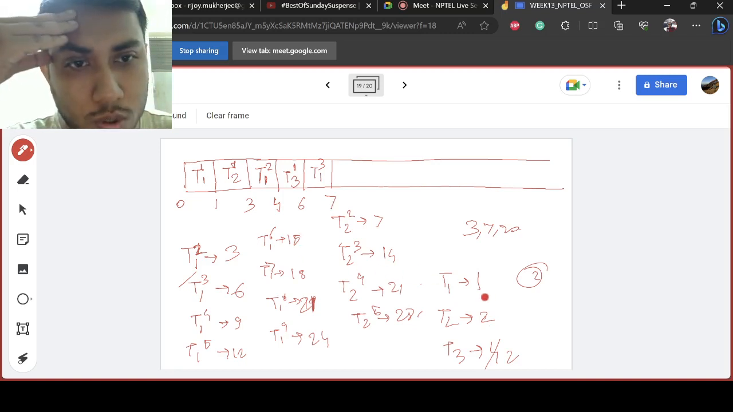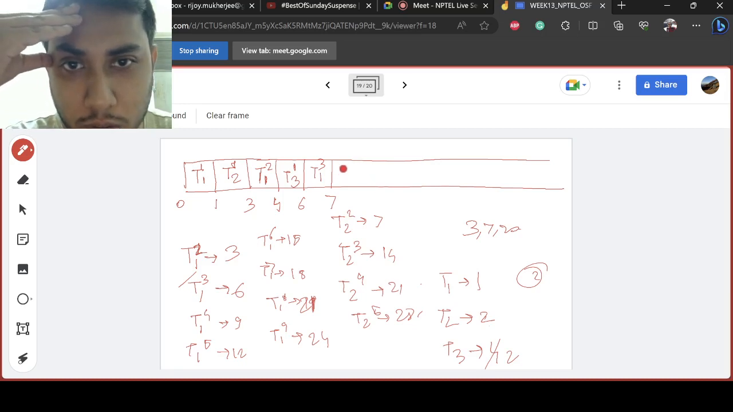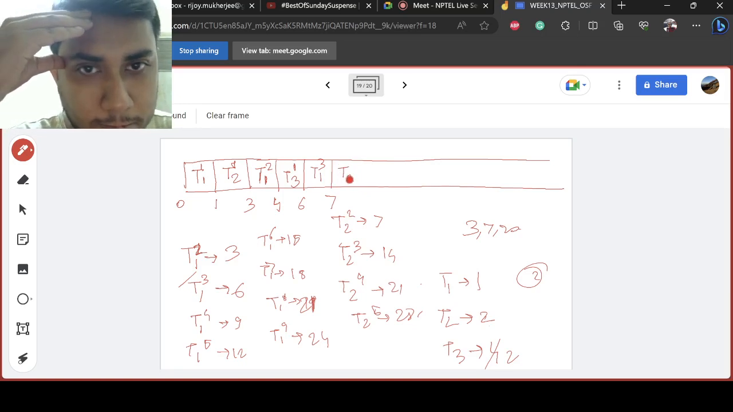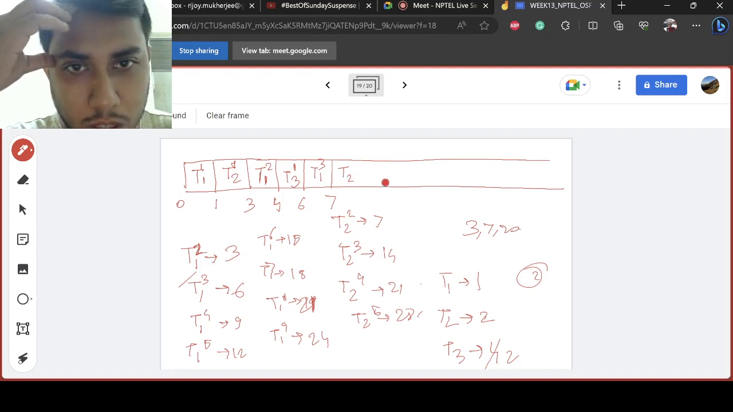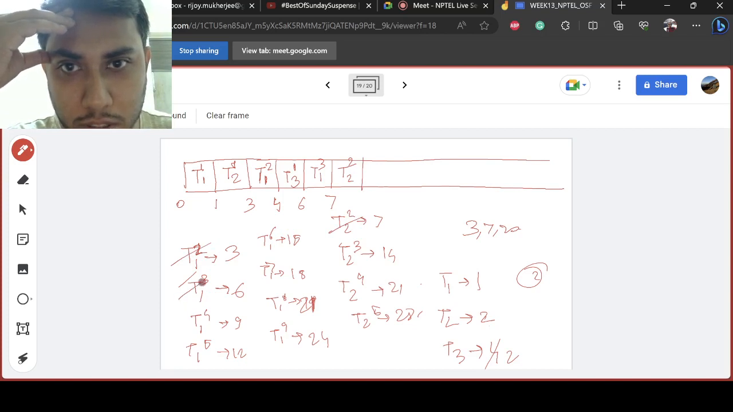Now T2 arrives, which has 2, and T2 gets the bigger priority because it has the smaller one. So T2 arrives 1. So T2 gets done. T2 has a free run of up to 9. T2 2 is done. T2 1 is done. T1 3 is done. Okay. So now between 2 seconds to 9 it is done.